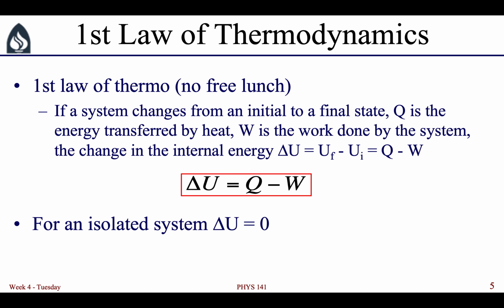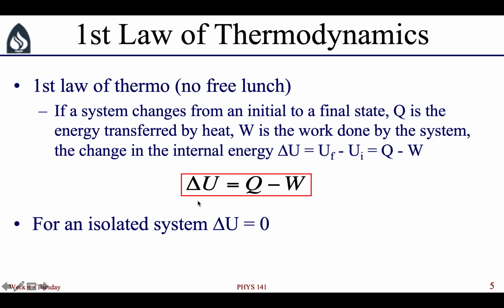So now we're ready to state the first law of thermodynamics, which I sometimes call the no free lunch rule. The first law of thermodynamics is basically just a statement of conservation of energy. The first law says that if a system changes from some initial state to a final state, Q is the energy transferred by heat, W is the work done by the system, then the change in the internal energy, delta U, is going to be equal to Q minus W.